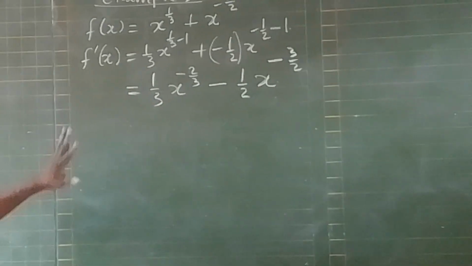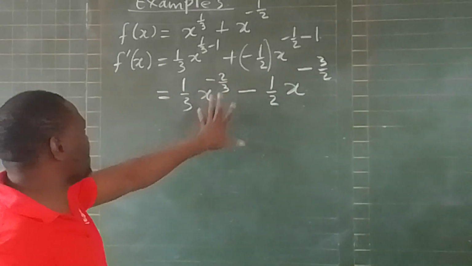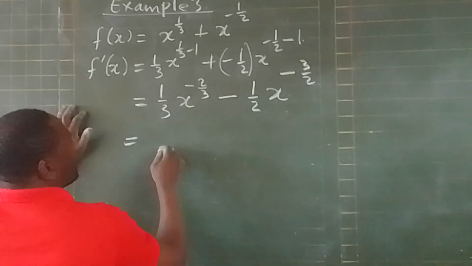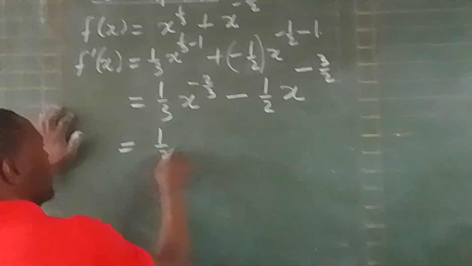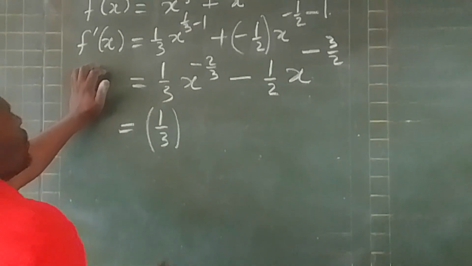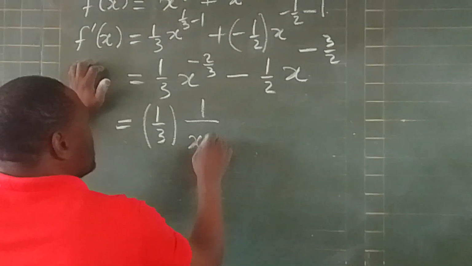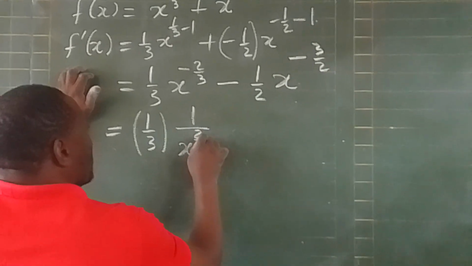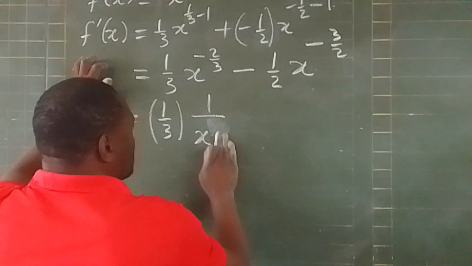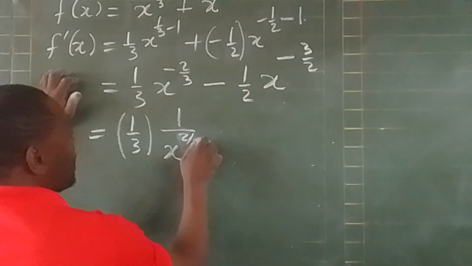Right. Now the examiner will tell you how to leave your answer. But if it is like this, simply do yourself a favor and simplify everything. 1 over 3 multiplied by x to the power minus 2 over 3 is the same as 1 over x to the power 2 over 3. Can you see what I'm writing here? Just going to the right.